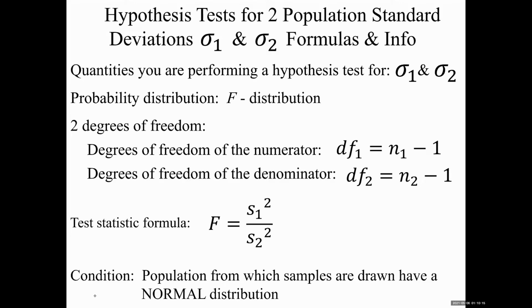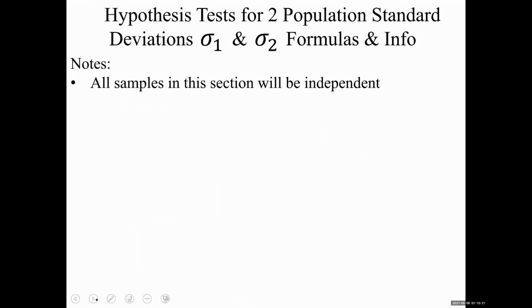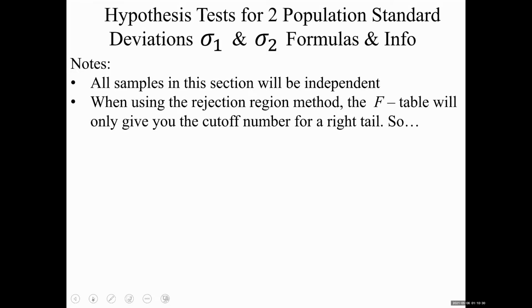Okay, we're almost ready to do a problem, but we've got a little more weirdness happening. I told you this before: all samples today will be independent. There's no dependent sample version of the problem. And now here comes the weird stuff. When you look up something in the F table, and I'll show you how to do it in a few minutes, there's a weird situation here.